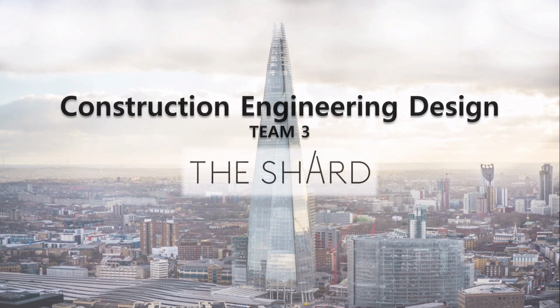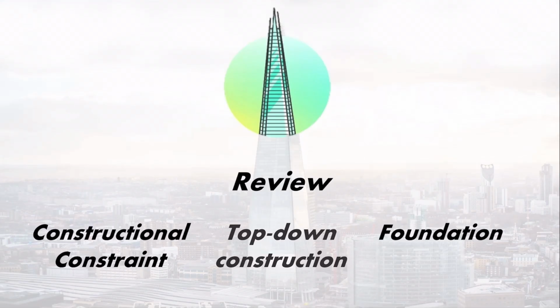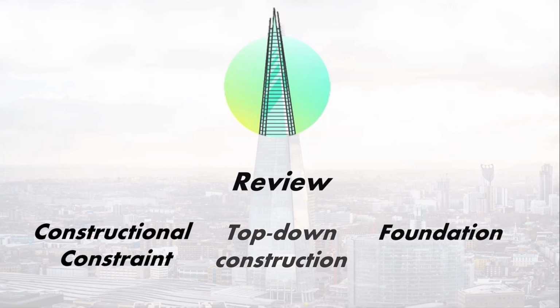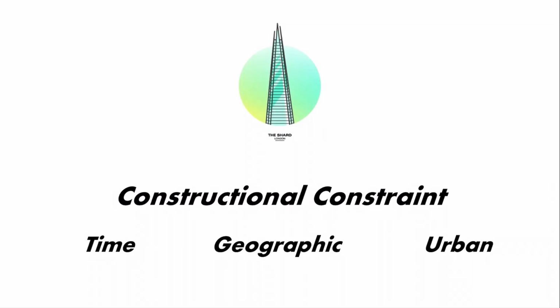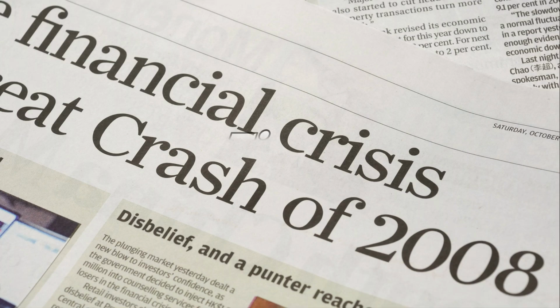Building the Shard. Last week, we talked about the constructional constraints, top-down construction, and foundation. The constructional constraints of the Shard came in three parts: time, geographic, and urban prospect. The Shard had a time constraint. They had to construct the Shard in 3 years.